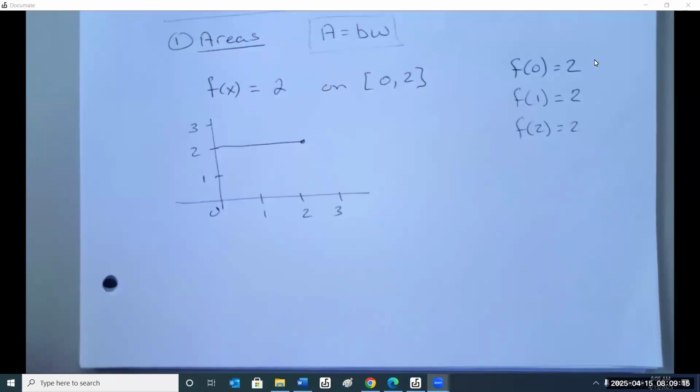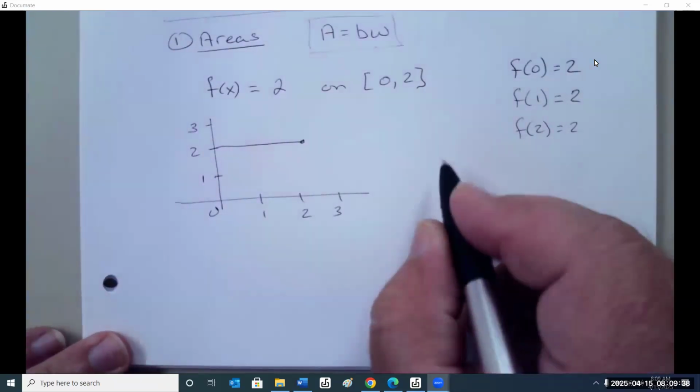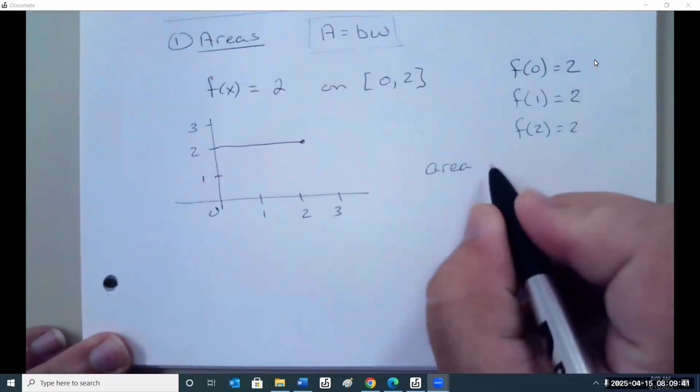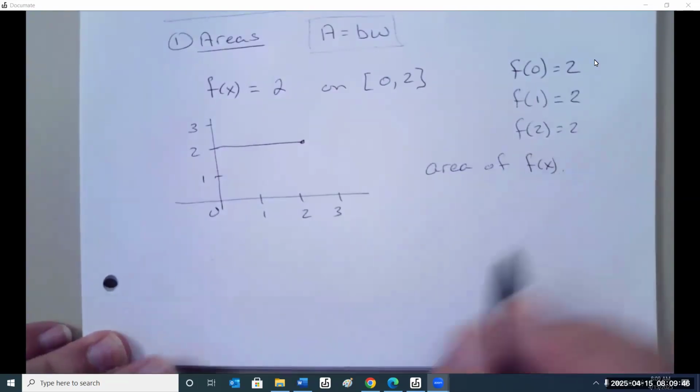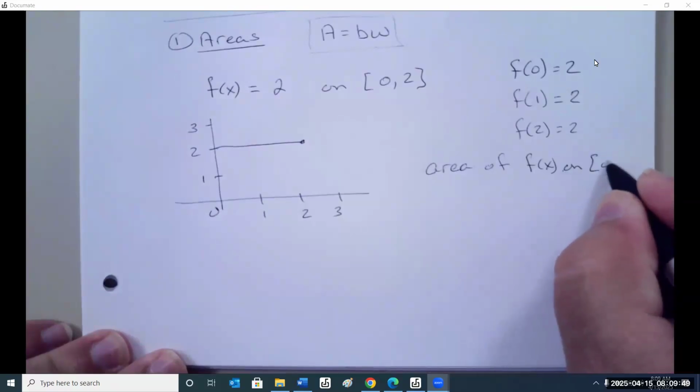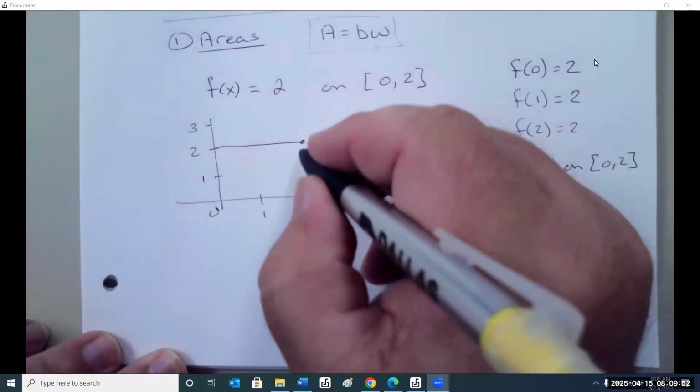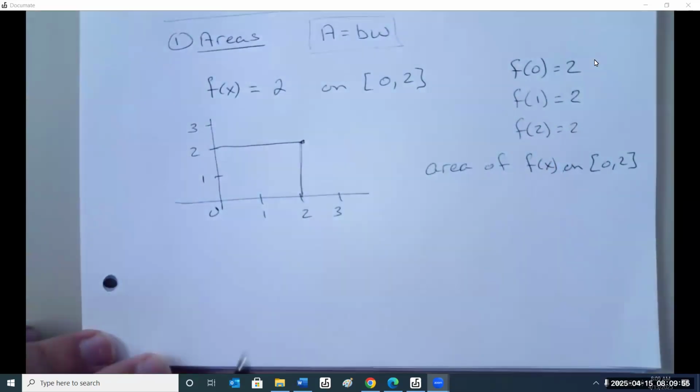There's nothing tricky about it. It may not be difficult to you. But again, you have to know these basic concepts of algebra. If not, then before taking calculus 2, I would take algebra over again, or pre-calculus over again, because you have to know this inside and out. So what is the area of f of x on this interval? We're looking for this area here, inside this box.